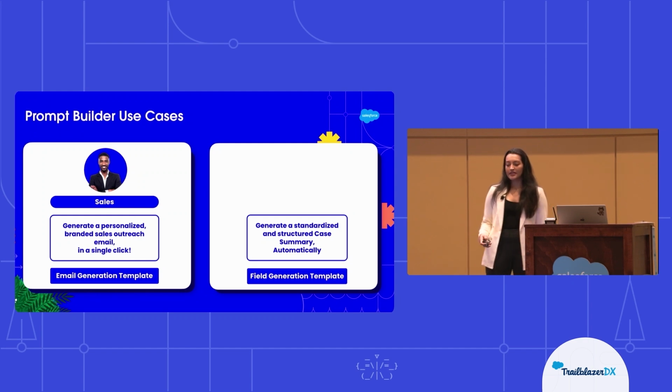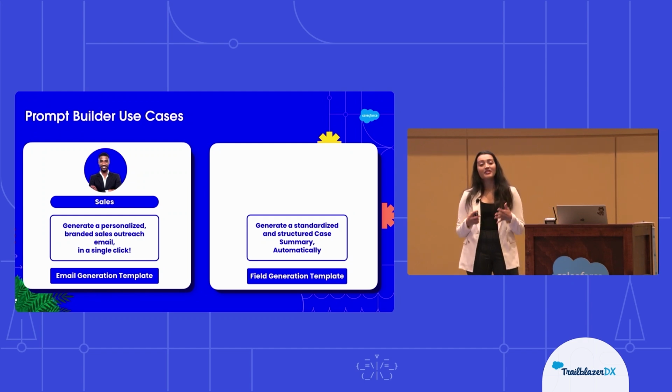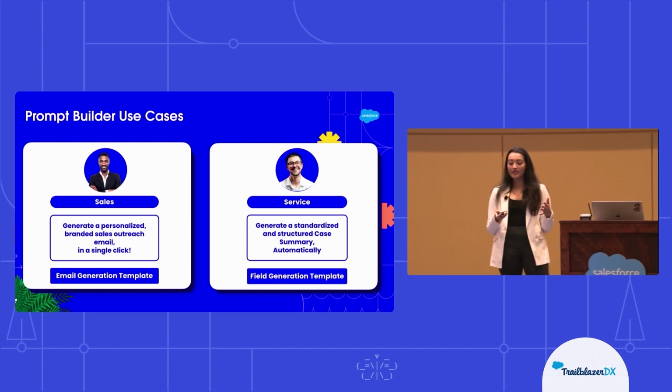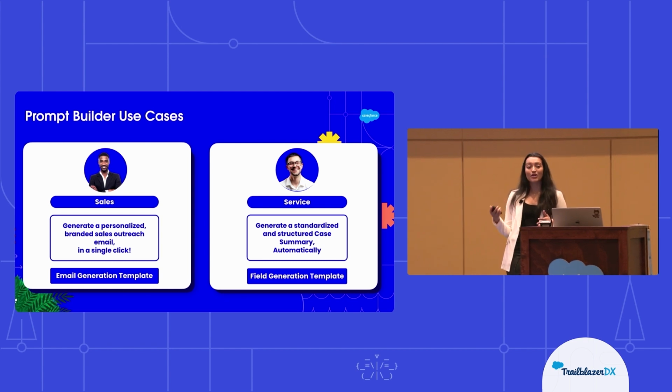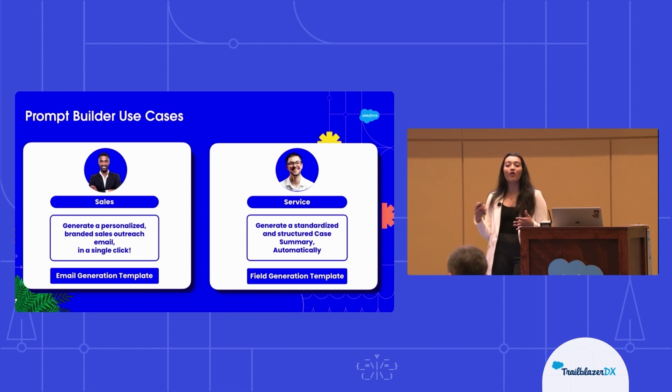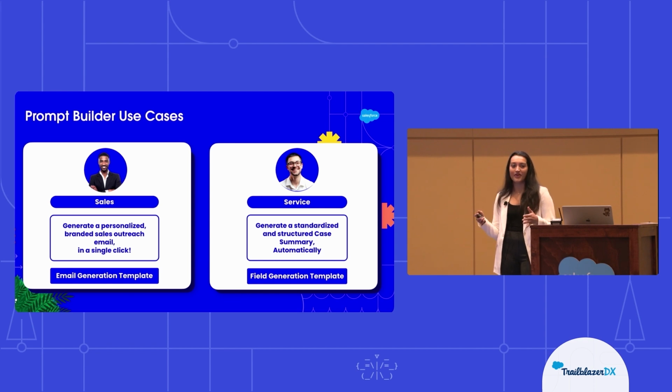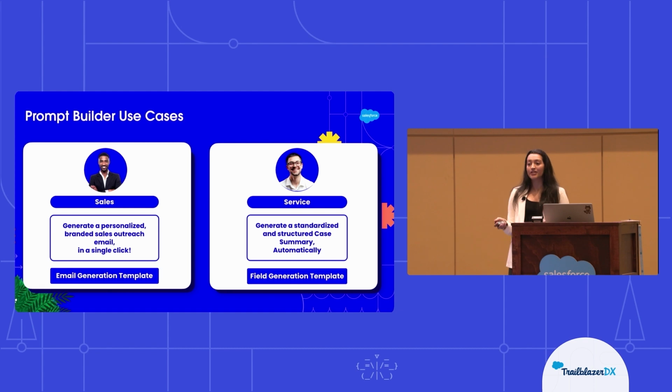Now, what are some use cases that we can think of here? As far as different use cases, right now we're going to start by showing you an example from both sales and service. With sales, you can think about generating a personalized sales outreach that personalizes itself based on your company's brand and voice and tone. And you can do this all in a single click. And then we also have another example within a service scenario where you can generate a case summary that's structured and standardized to the rest of your organization automatically as soon as a case gets created.